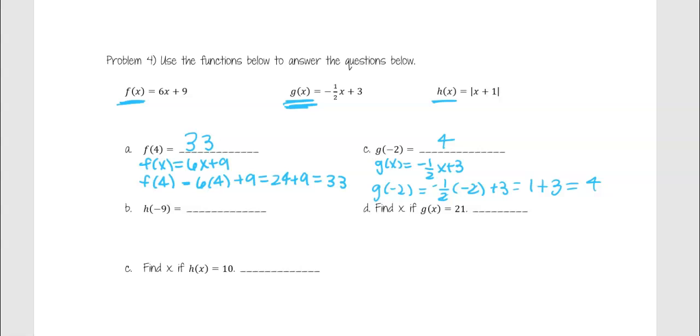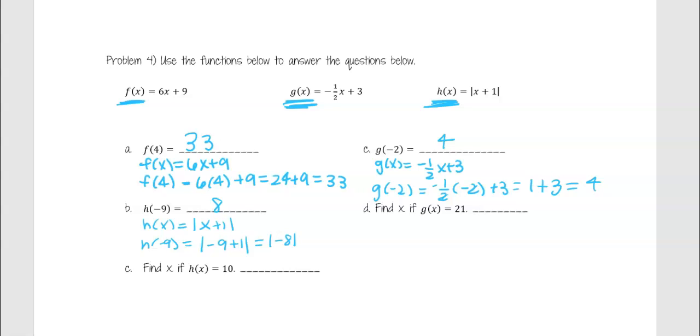Okay, h of negative 9, I know exactly which function to use. So I'm going to copy h of x equals the absolute value of x plus 1. So then I have h of negative 9. I know what to do with that negative 9. I substitute it in for x. And then I simplify. Negative 9 plus 1 is negative 8. Guys, what's the absolute value of negative 8? It's positive 8.